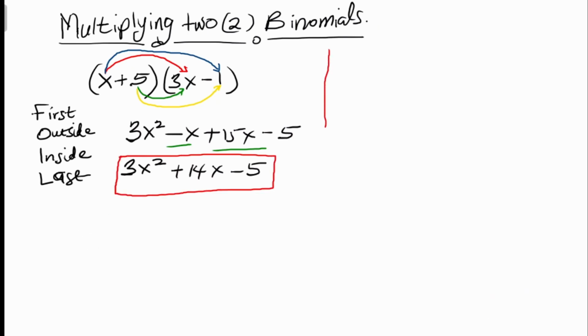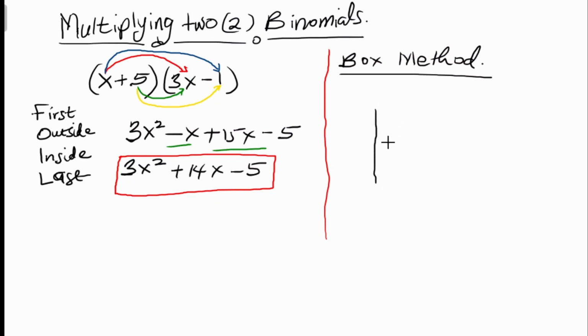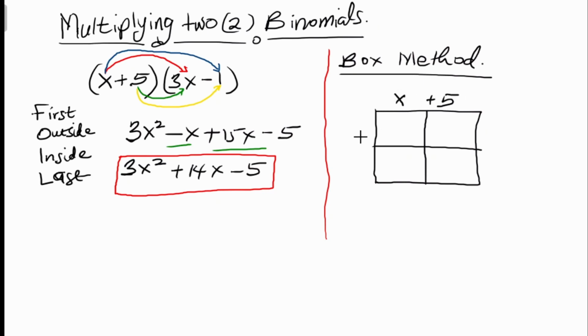Then the second method is called the box method. And the box method, just as the name suggests, we'll have a square box, and then we put the factors as the length of the sides, and then after that we multiply. So let's put x plus 5 as one side, and then 3x minus 1 as the length of the other side. Then for each square, we multiply the area, that is side by side.